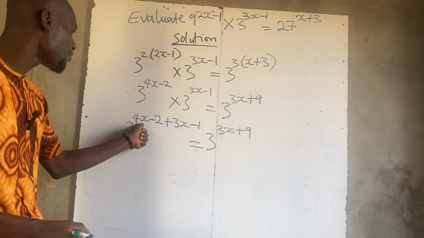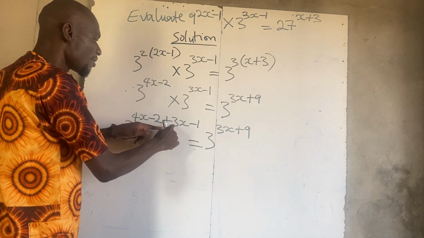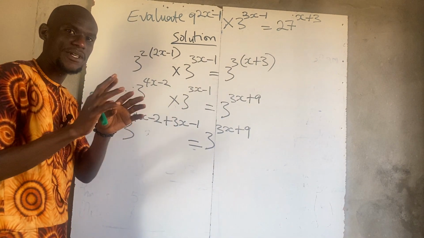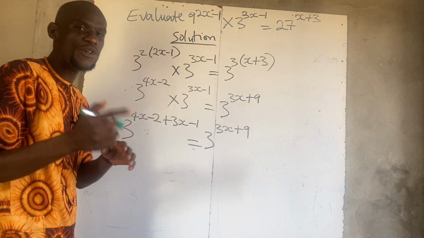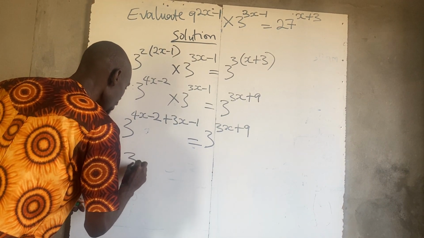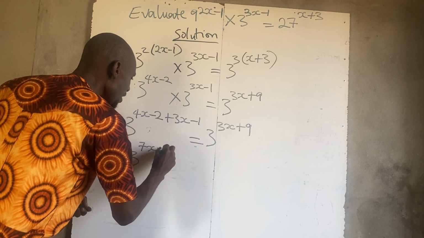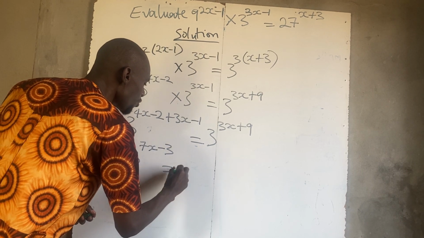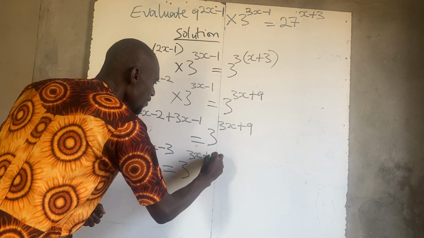At this point now, if you look at these powers, you see that we have like terms. 4x plus 3x will give us 7x. Minus 1 minus 2 will give us minus 3, so we rewrite it. 3 raised to the power of 7x minus 3 equal to 3 raised to the power of 3x plus 9.